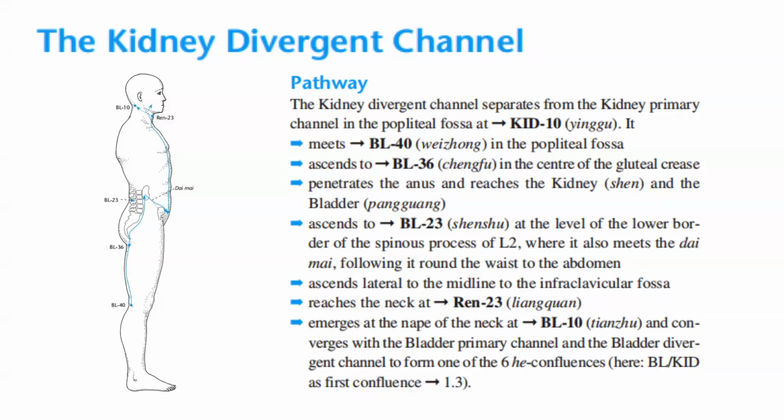The kidney divergent channel separates from the kidney primary channel in the popliteal fossa at Kidney 10. It meets Bladder 40 in the popliteal fossa, ascends to Bladder 36 in the center of the gluteal crease, penetrates the anus and reaches the kidney and the bladder.